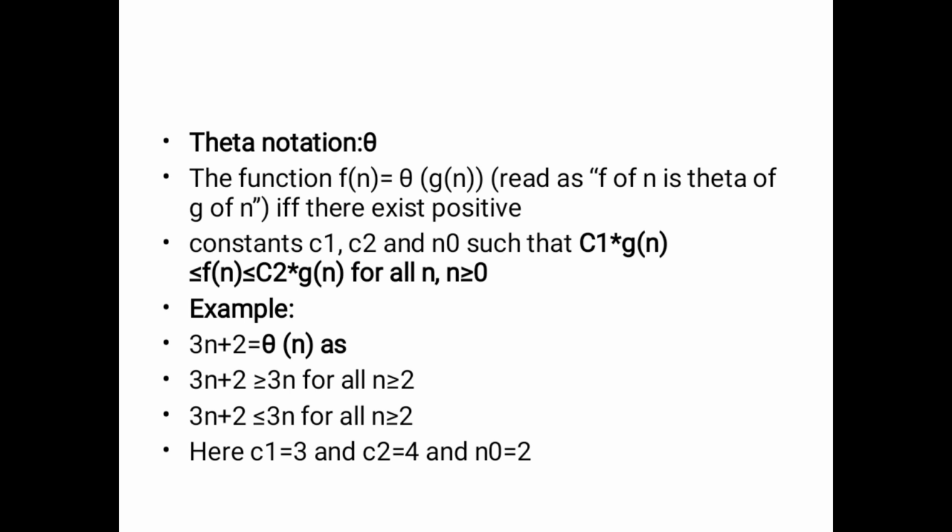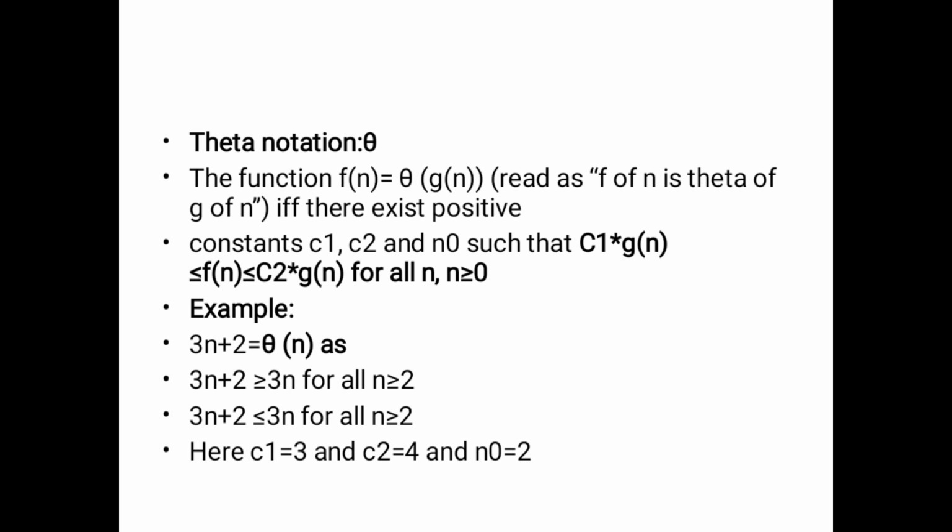First of all, the definition. The function f of n equals theta of g of n if and only if there exist positive constants c1 and c2 and n naught such that c1 into g of n is less than or equal to f of n, which is less than or equal to c2 into g of n, for all n greater than or equal to n naught, where n naught is greater than or equal to 1 and c is greater than or equal to 0.